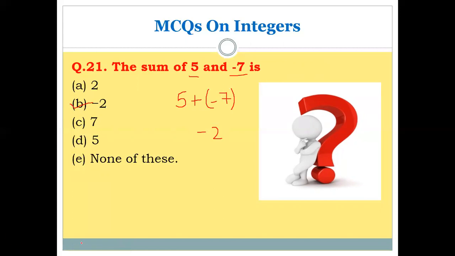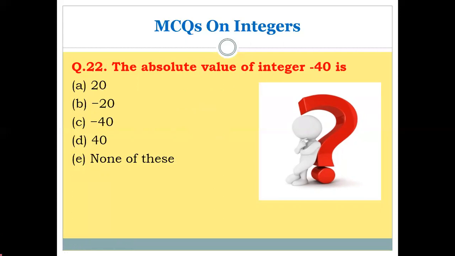Now next we have the absolute value of integer minus 40. That we have already discussed. It is 40, D part.